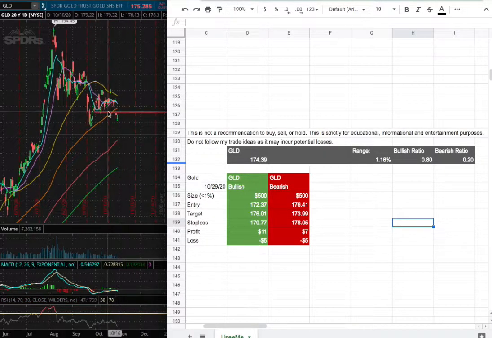On the other hand, if I were to open a short position, my entry will be at $176.41, and that is this range right here. And for my sell target, that will be $173.99, and my stop loss will be $178.05. So whichever entry prices were to hit first, that will be my position of the week.